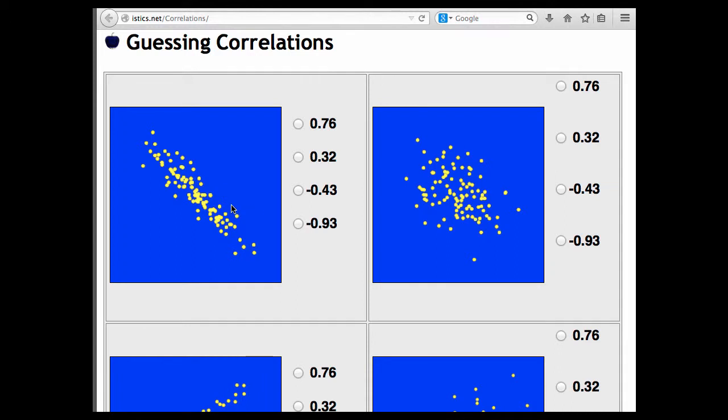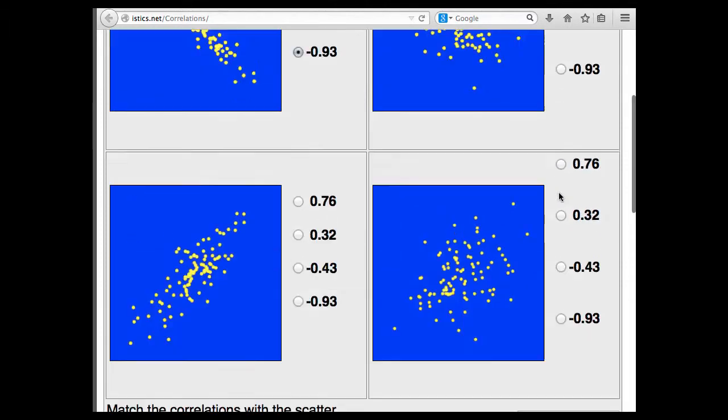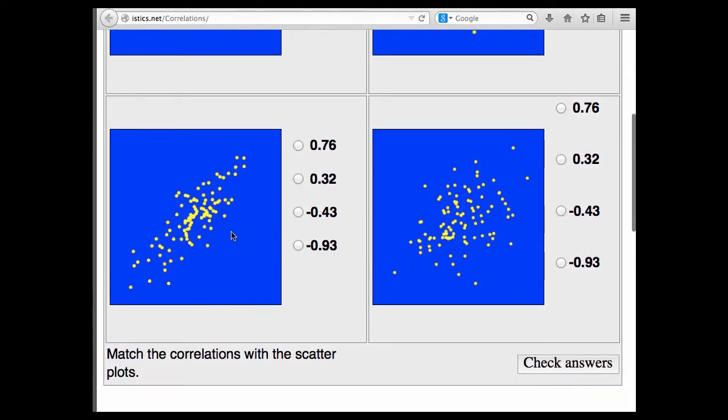So, for instance, in the ones I got, this top left one is definitely a negative association, pretty strong because the points are packed together. So I'm guessing that's going to be a negative 0.93. This one to the right also looks like a negative correlation, but not as tightly packed as the other one. So I'm guessing that's the negative 0.43. If I come down here, both of these are positive, but you can see the one on the left is definitely packed a little bit tighter than the one on the right. So I'm thinking that's that, and that's that.